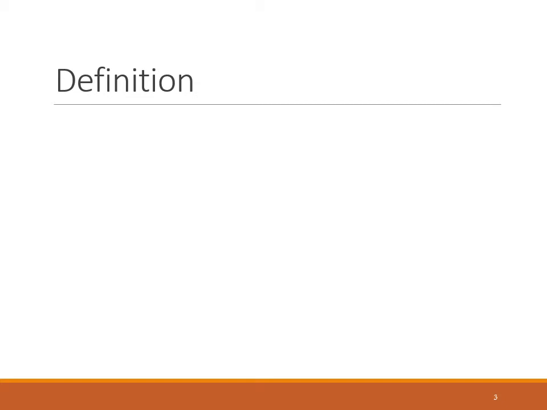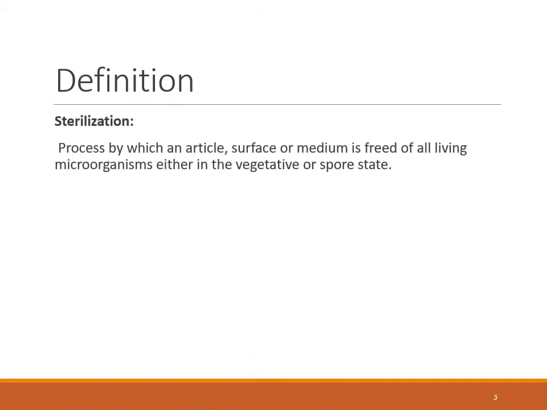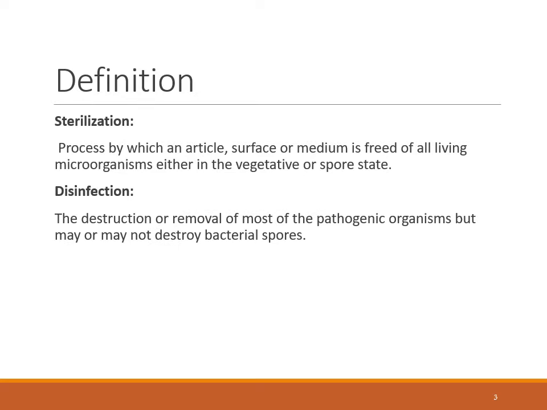First of all, the definitions. Sterilization is a process by which an article, surface or medium is made free from all living microorganisms, either in a vegetative or in a spore form. Disinfection means the destruction or removal of most of the pathogenic organisms, but it may or may not destroy the bacterial spores. So this is the main difference between sterilization and disinfection.